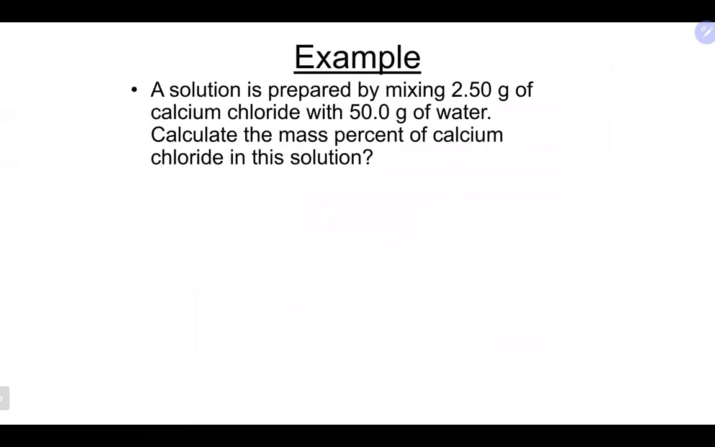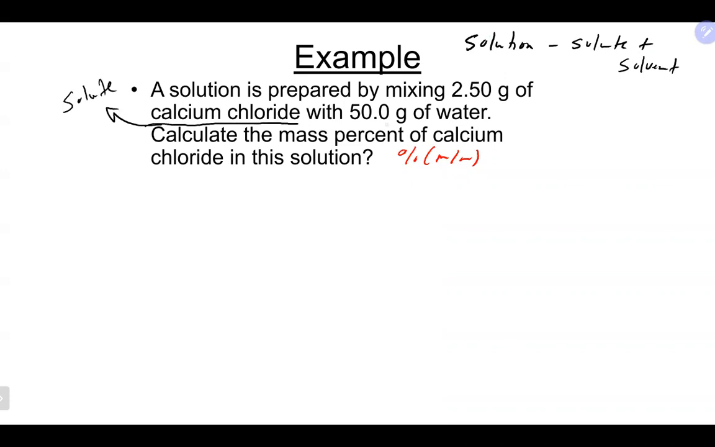A solution is prepared by mixing 2.5 grams of calcium chloride with 50 grams of water. Calculate the mass percent of calcium chloride. So let's take a look at it. Again, a solution, as we were just talking about, is basically two things. It is a solute plus a solvent. The smaller one is the solute. So in this case, our calcium chloride is our solute.